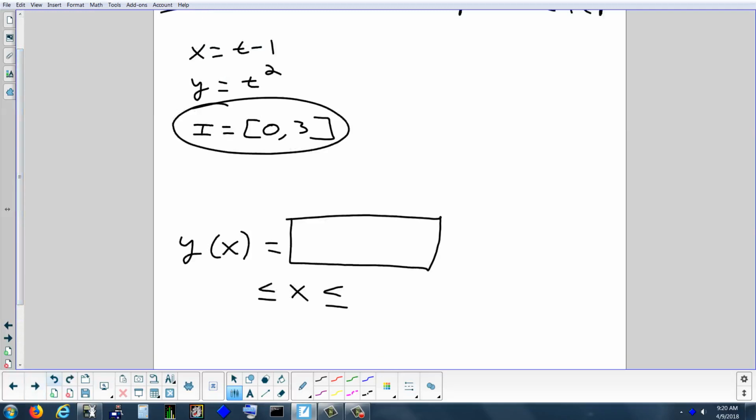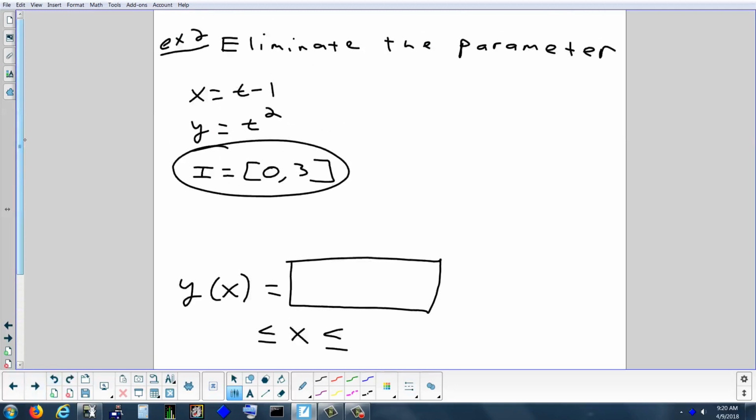All right, so let's just start with getting our function. What's my first step to merge these two parametric equations back into one? Yep. Get t by itself in the x equation. Exactly. And what would t equal? X plus 1.